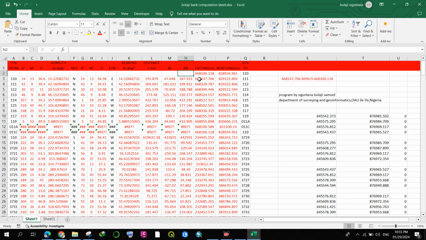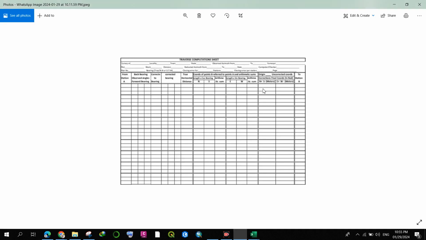You just subtract the value you have here from what you have here. The value you have is either positive or negative. If it is positive, you write it under north. Did you get that? North is positive, south is negative. So if it is negative, you write it under south. All together, that's the first one.